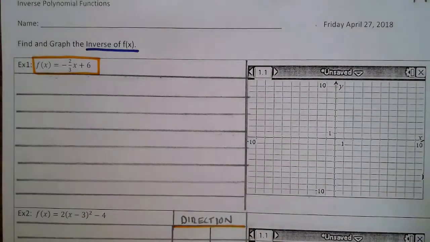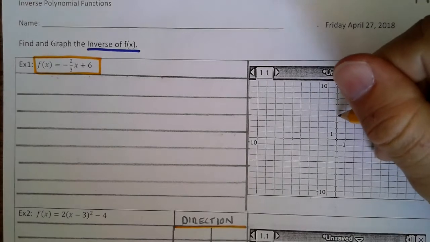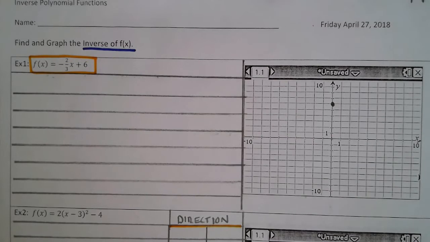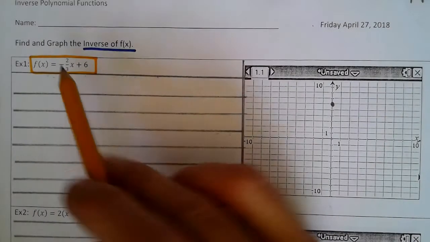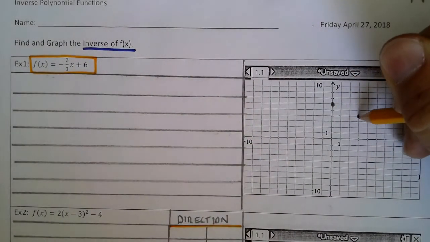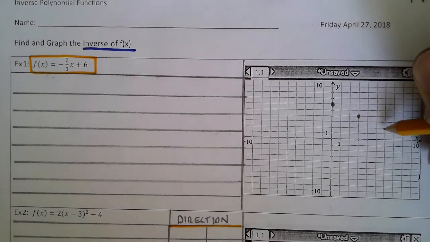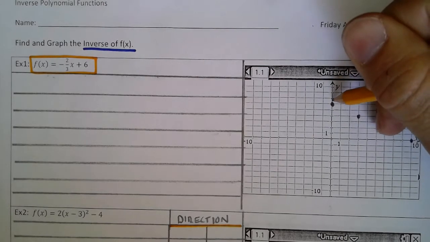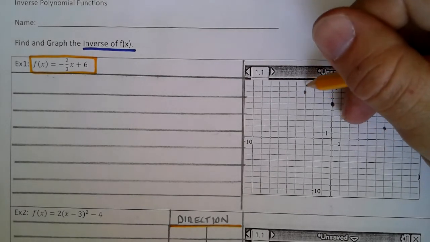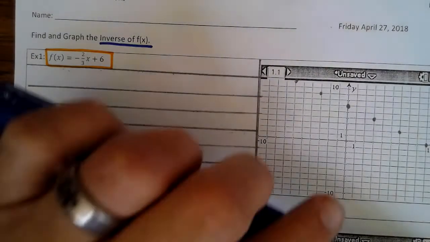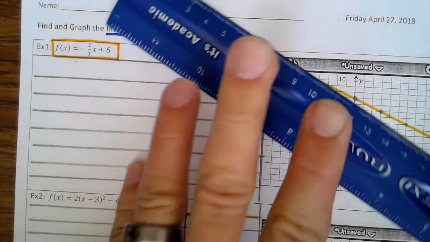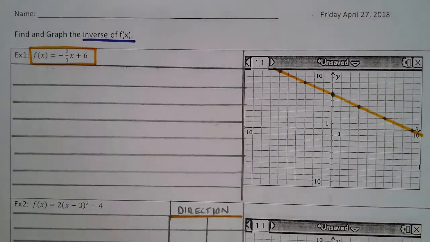All right, so to graph this, we start at 6. 1, 2, 3, 4, 5, 6. And then we go using slope down to the right 3. So down 2 to the right 1, 2, 3. Down 2 to the right 1, 2, 3. Then we go the opposite direction, up 2 to the left 1, 2, 3. Up 2 to the left 1, 2, 3. And we'll graph that in yellow. All right.